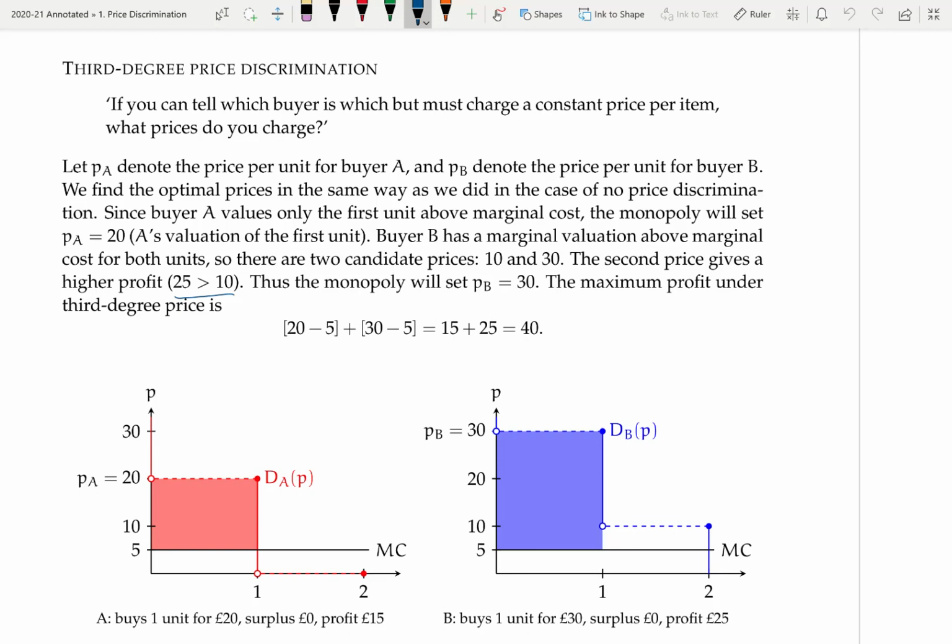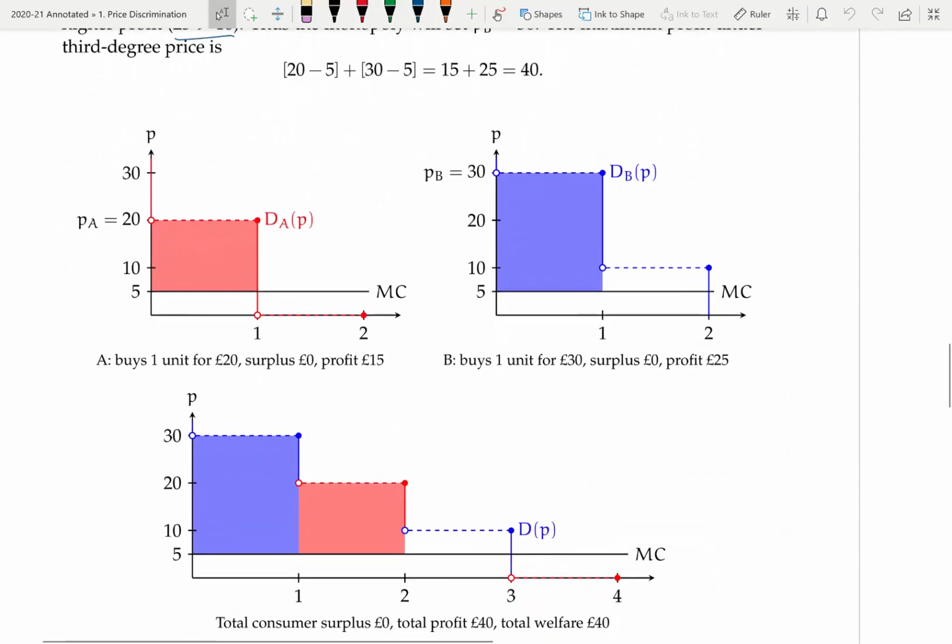Now if we look at the market demand curve, we'll see these two areas. There's still some area here that the monopoly is giving up, but it's doing better than it does under uniform pricing. In particular, this rectangle is no longer consumer surplus. Buyer B is now paying exactly what they're willing to pay for that first unit. So the monopoly is increasing its profit by this rectangle compared to uniform pricing. This rectangle has an area of 10. So the profit under third degree price discrimination, which is 40, is 10 more than it was under uniform pricing.